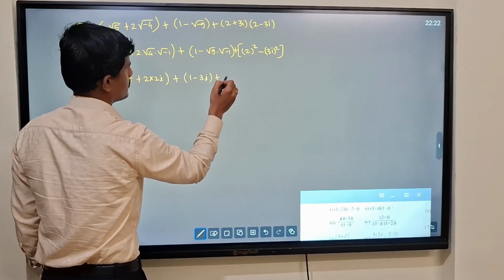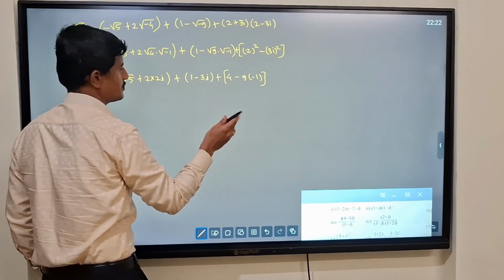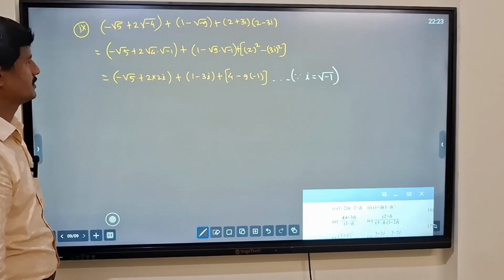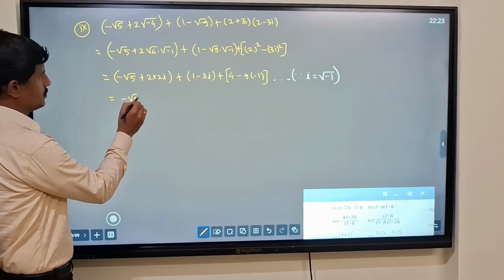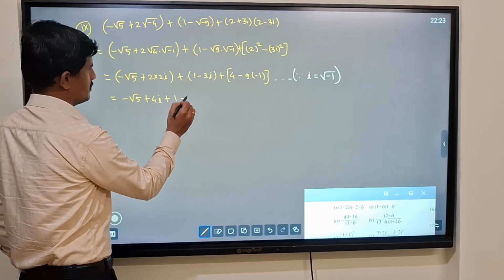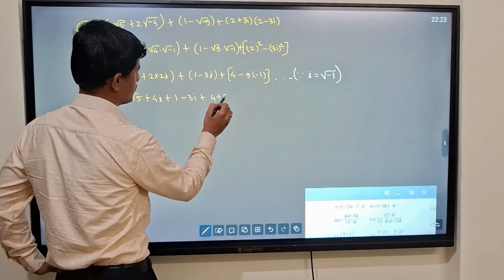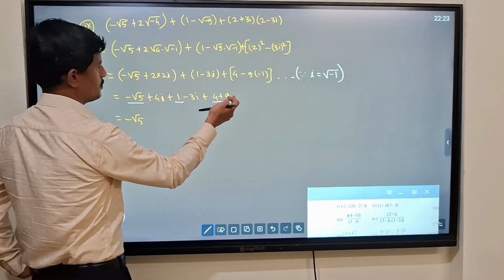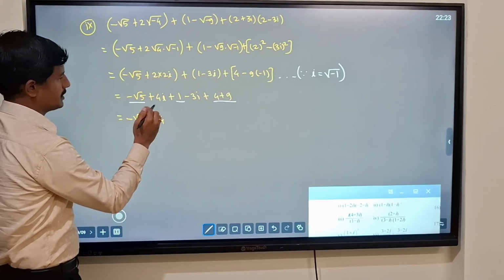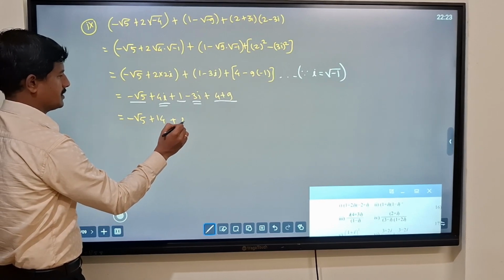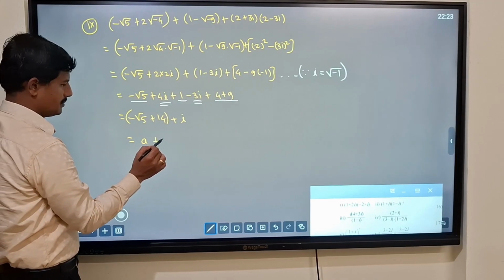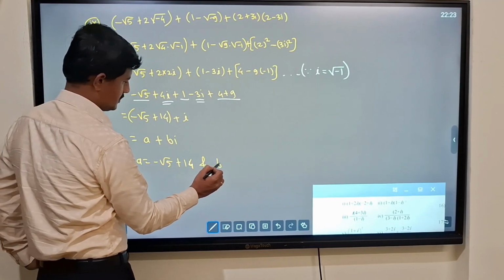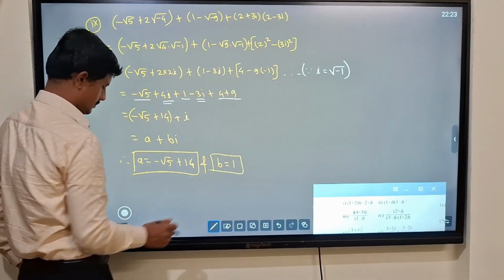Here it is a plus 4 minus of 9 into minus 1, since i is the square root of minus 1, or i square is simply minus 1. Okay, so this becomes minus root 5 plus 4i plus 1 minus 3i plus 4 plus 9. So this minus root 5, minus 1, 4 plus 9 is 13, plus 1 is 14. And the remaining part, 4i minus 3i, is simply plus i. Comparing with a plus bi, we get a is equal to minus root 5 plus 14 and b is equal to simply 1.